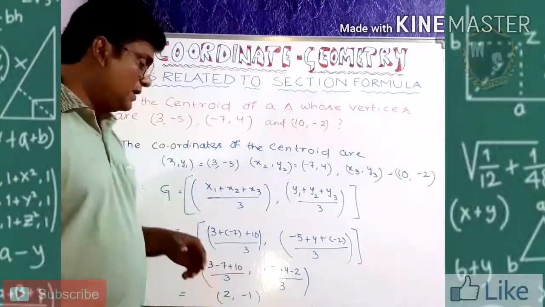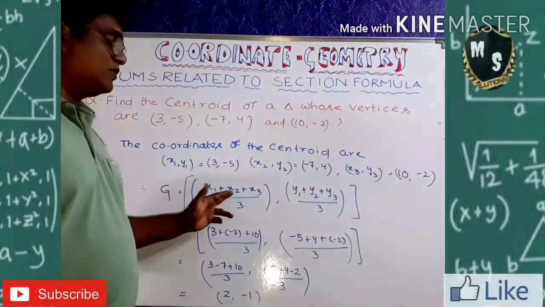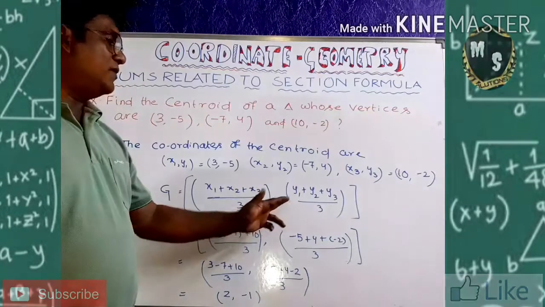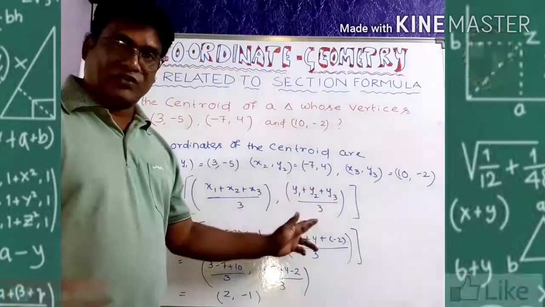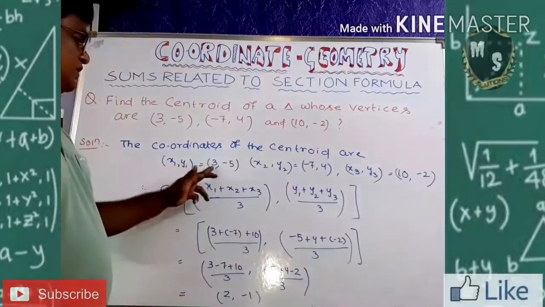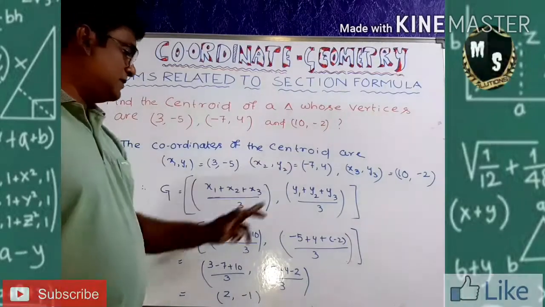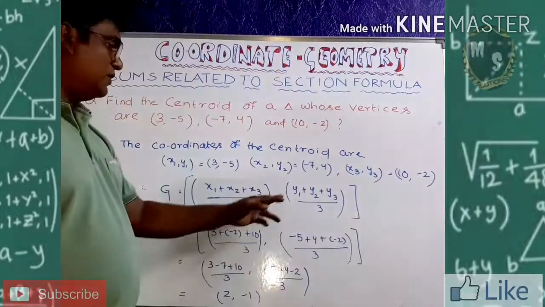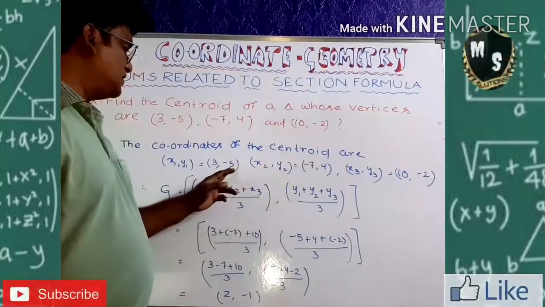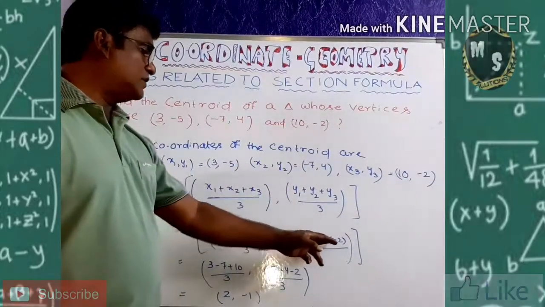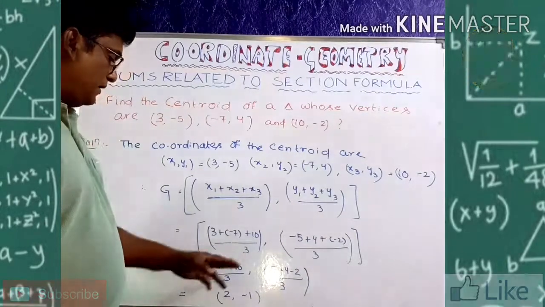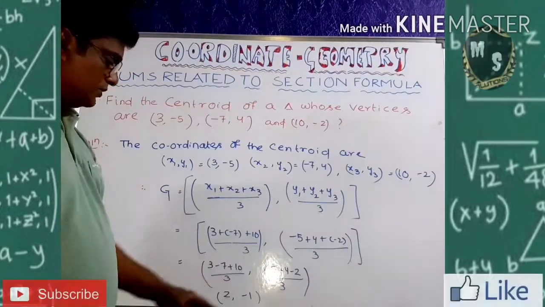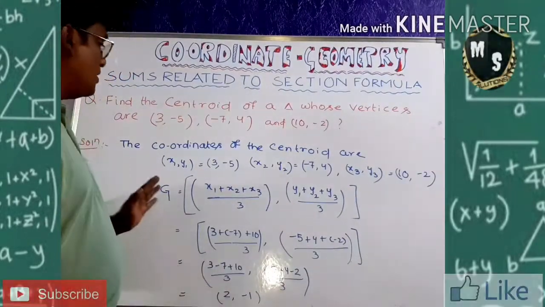What is the centroid formula? The centroid formula is x1 plus x2 plus x3 by 3 and y1 plus y2 plus y3 by 3. So x1 is 3, x2 is minus 7 and x3 is 10, by 3, and y1 is minus 5, y2 is 4 and y3 is minus 2. So add it, and after calculation you are getting 2, minus 1 as the centroid.